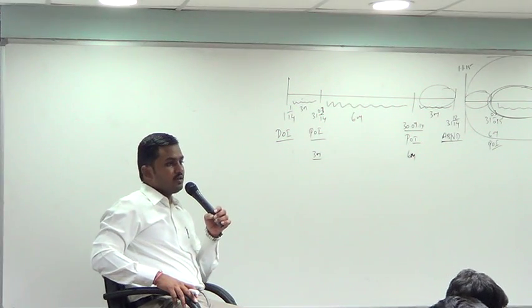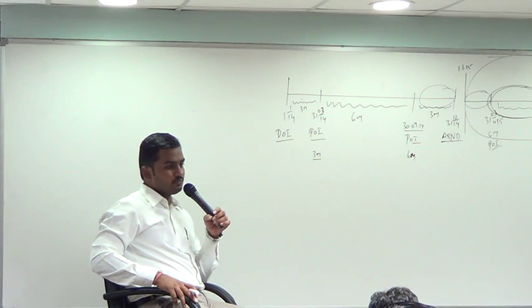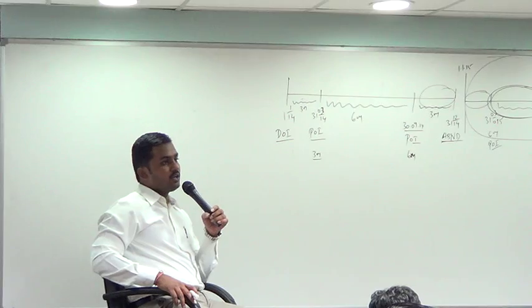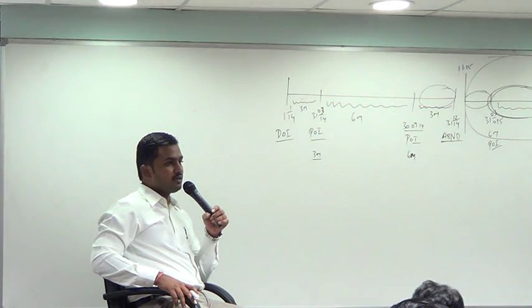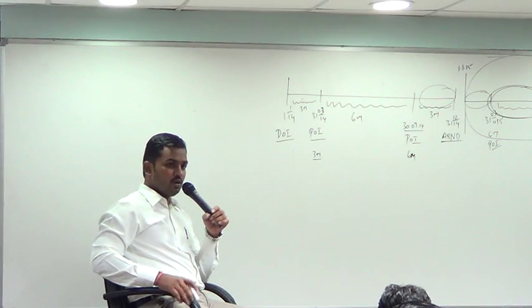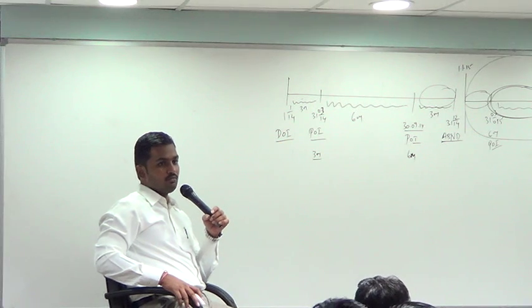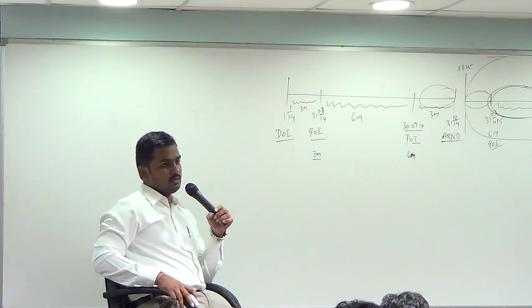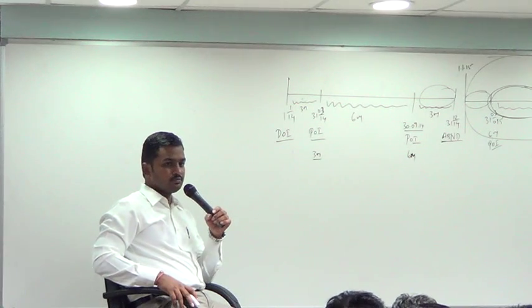That is 1 lakh divided by 5 years, 20,000 every year. How 1 lakh? Calculate the discount. 1000 debentures into 100 is 1 lakh, divided by 5 years equally. 20,000 every year.